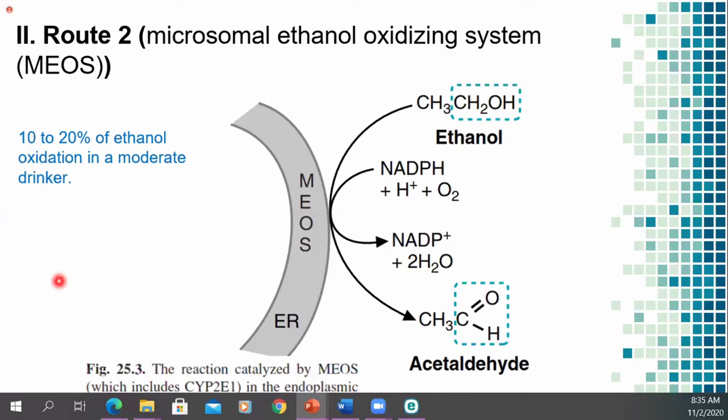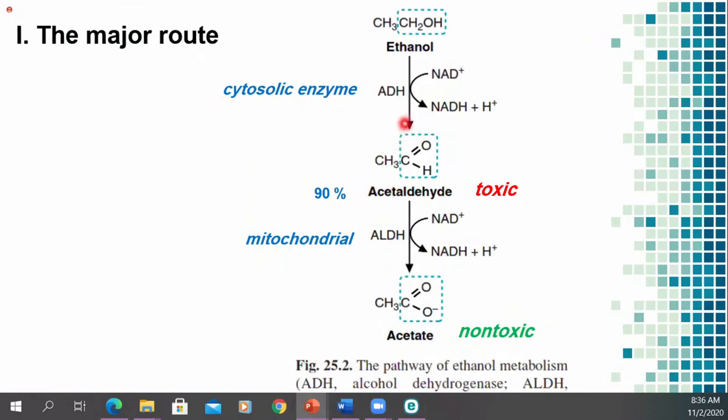الميكروسومال ايثانول MEOS system. And for the moderate drinkers, if you would, like 10 to 20% of the ethanol is going to be metabolized by this system. And this system is a group of membranes that have certain complexes on the membrane. And they can actually metabolize or oxidize the ethanol in order to produce acetaldehyde molecule instead of going through the other steps that we saw before. اللي هو الإيثانول to acetaldehyde and acetate. هلا story شوي هون مختلفة.